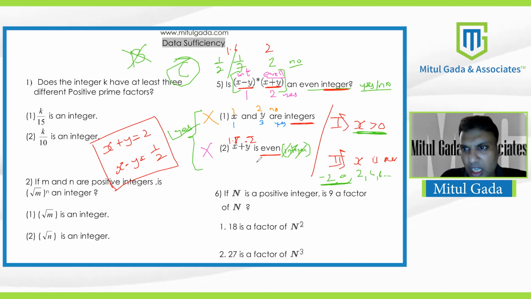Have you ever seen an even fraction? No. Even by default is an integer. But still, 1.8 plus 0.2 is an even integer, 2. Yes. But x minus y will not be, it will be a fraction, 1.6. Correct? Okay.